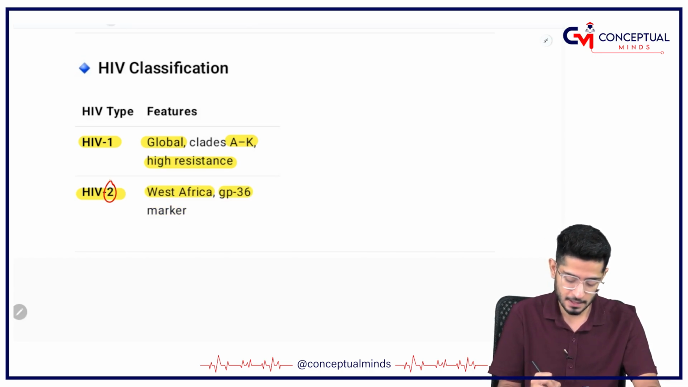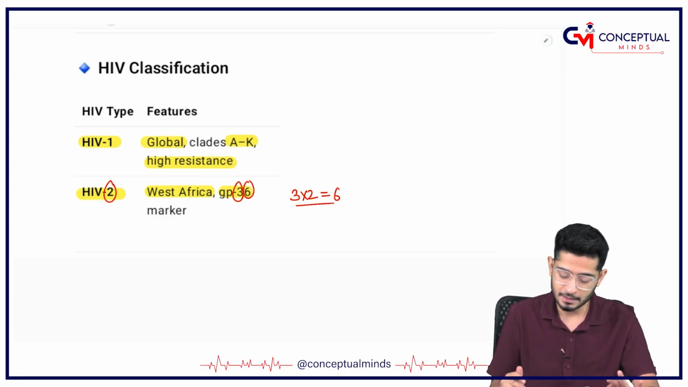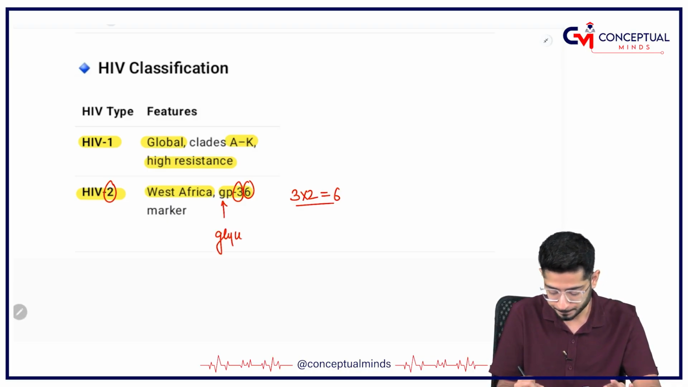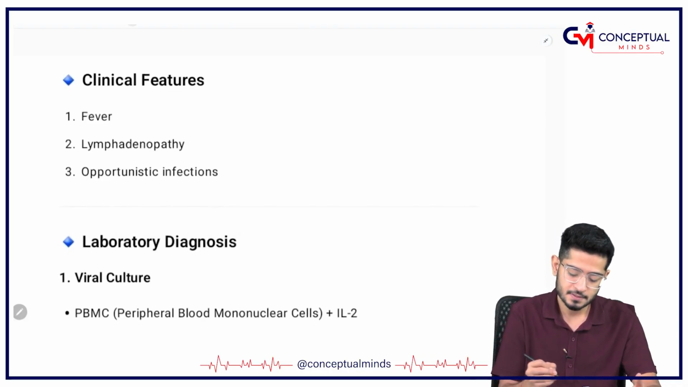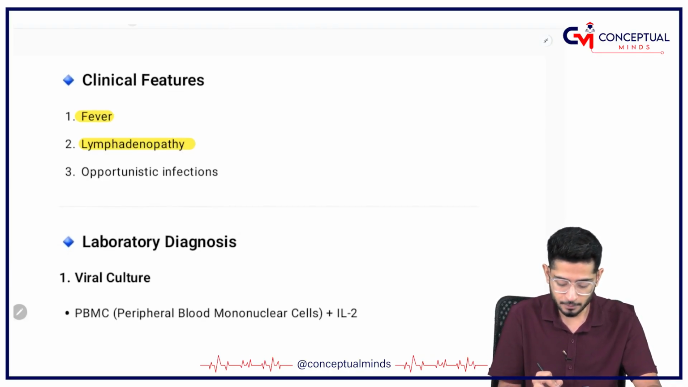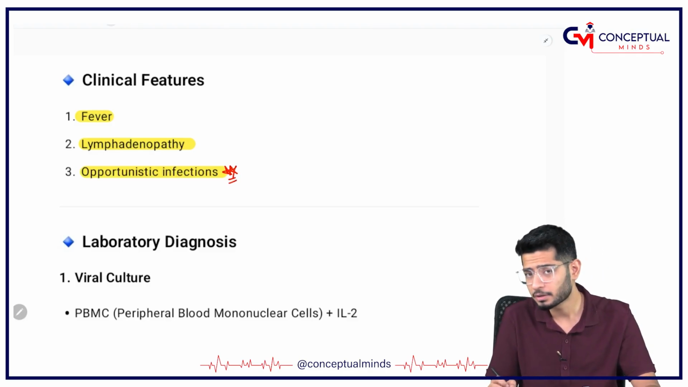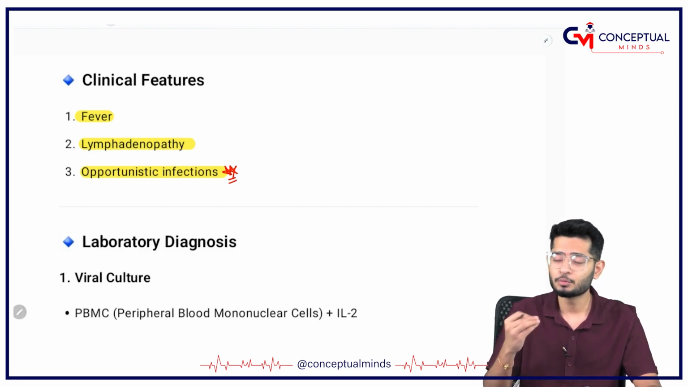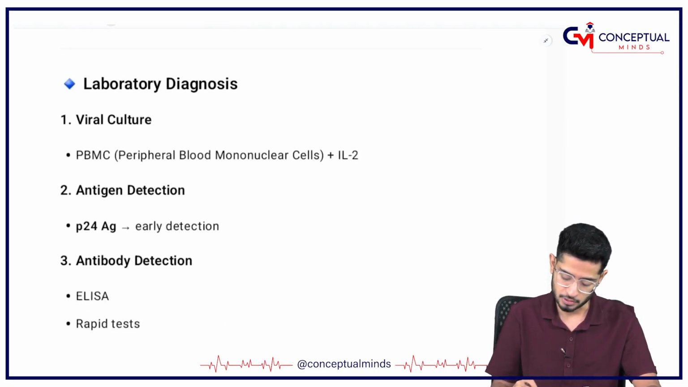Now how to remember? See here, HIV-2, this is 3, this is 6, so 3 into 2 is equal to 6, okay. So this is the HIV-2, so 36 GP, GP means glycoprotein. So glycoprotein 36 is the marker for HIV-2. Coming on to what are the clinical features? So generally it will have fever, lymphadenopathy and opportunistic infections. Now all the opportunistic infections are very important. I am going to teach you every opportunistic infection in some detail. So for now just remember fever, lymphadenopathy and opportunistic infection.